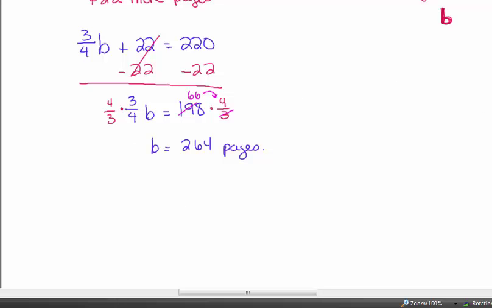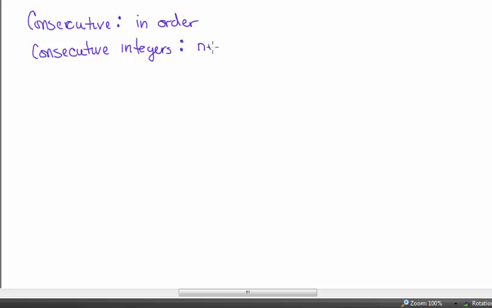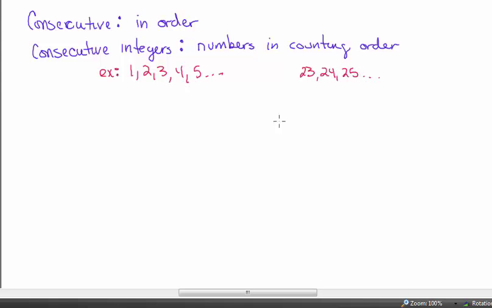The next concept we need to work on is consecutive even, consecutive odd, and just consecutive integers. And so we want to talk about what that means. Okay, so consecutive is our next vocabulary word. And consecutive is in order with no interruptions. So when you talk about consecutive integers, these are numbers in counting order. So for example, 1, 2, 3, 4, 5, etc. counting order. And we can start anywhere. We can start at 23, 24, 25, etc. These are consecutive.